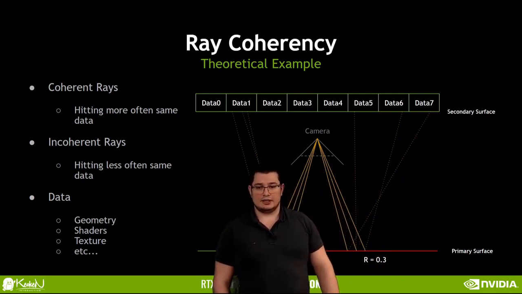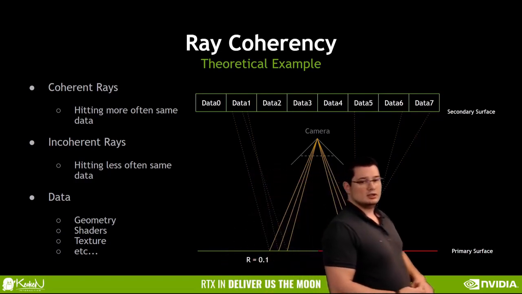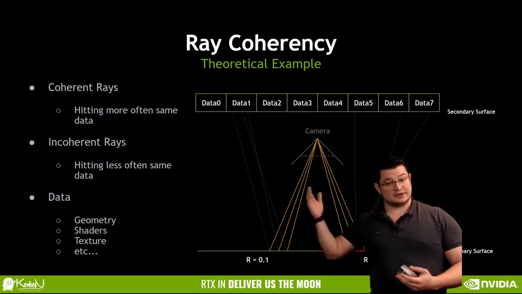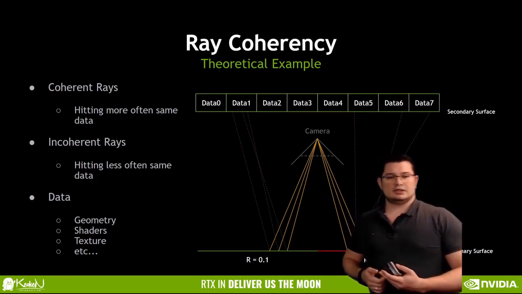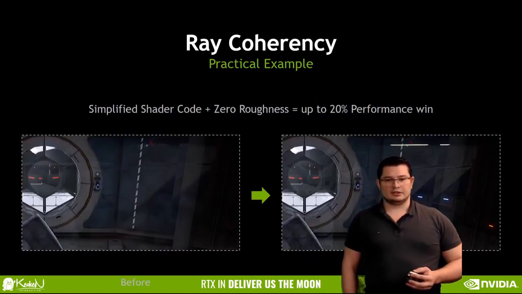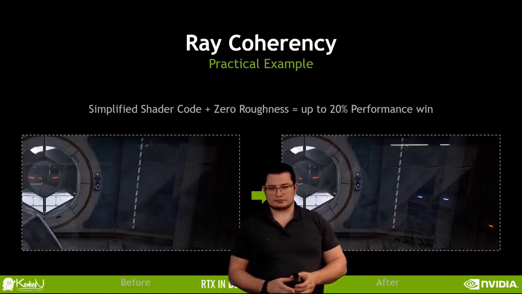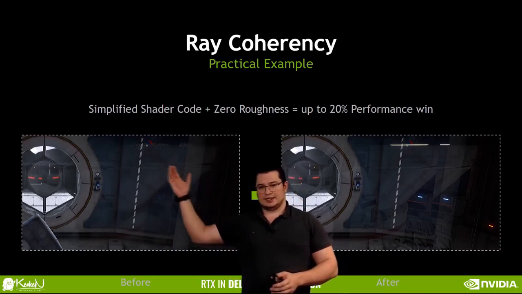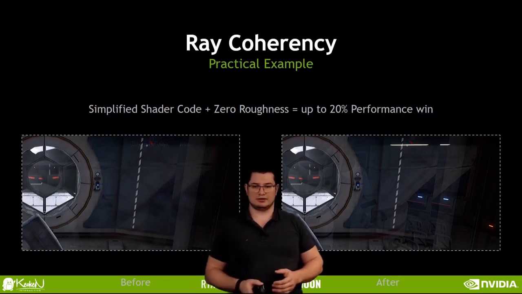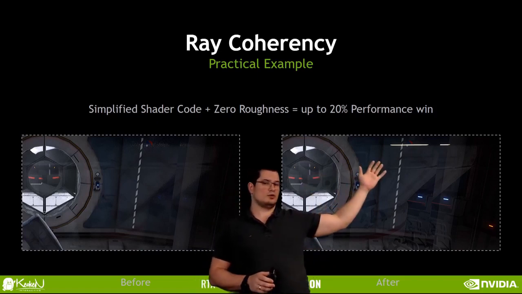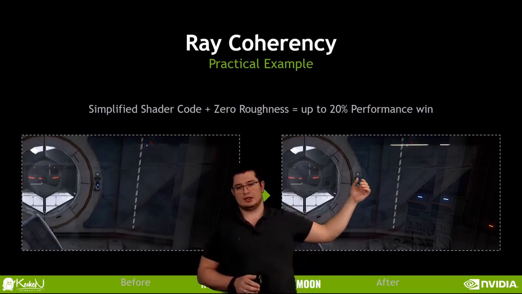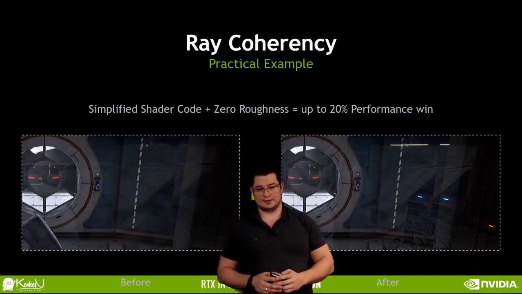All right, now that we know how ray coherency works, with this theoretical example, let's look at a practical example from the game. In this example, you're seeing a rough glass with normal maps and roughness maps. And in this example, roughness is removed, and also the normal maps, because you don't need them there. This also allowed us to make the shader simpler.